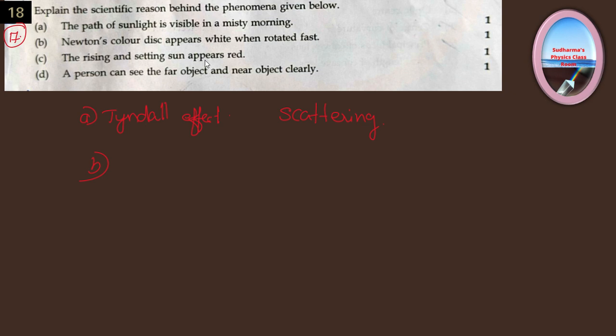Newton's color disk appears white when rotated fast. Why we observe it as white is because of persistence of vision. And what principle is it showing there? It's the recombination of colors. So you can write: Newton's color disk, recombination of colors in the composite light, white light.